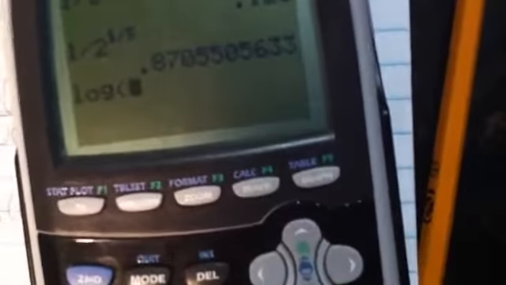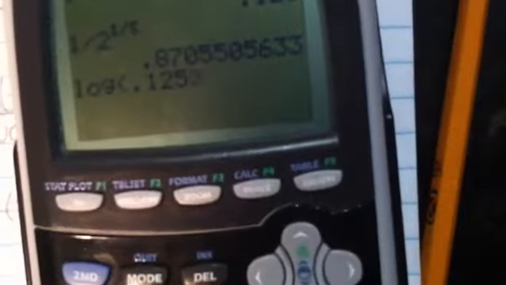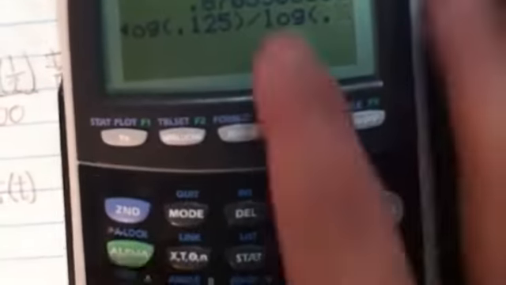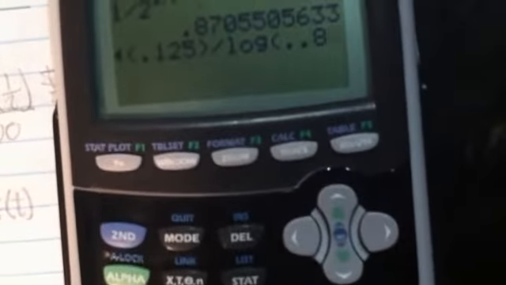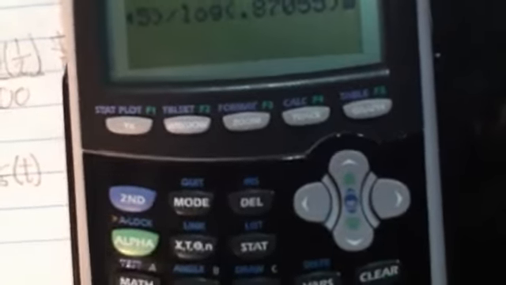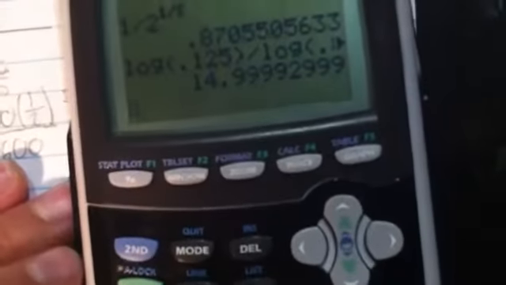So this is what we got: log 0.125. Close the parenthesis. Divide by log point... Oh, it says it right there. What am I doing? 0.87055. Close the parenthesis. 14.9999299. 15 hours, buddy. We're going to round it up. 15 hours. And let's go.